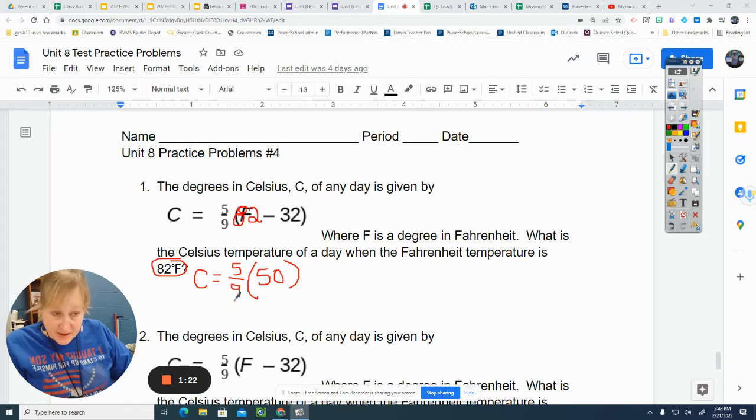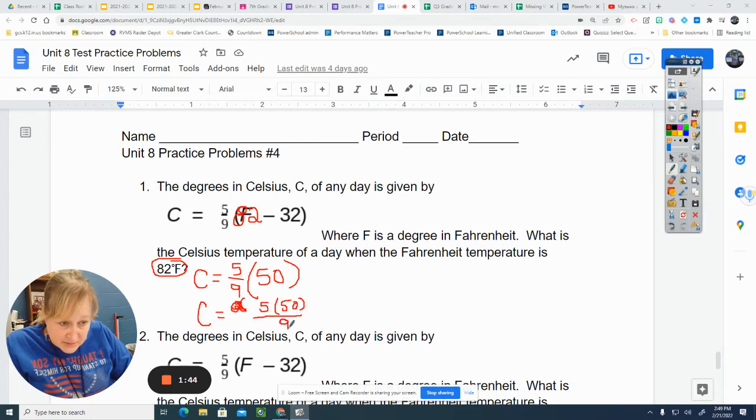The next step will be to write it a little differently. C equals 5 times 50 all over 9. So I haven't done anything. Step 1, subtracted. Step 2, I wrote it differently. Big deal. So then the next step will be to multiply these parentheses, just like we're supposed to.